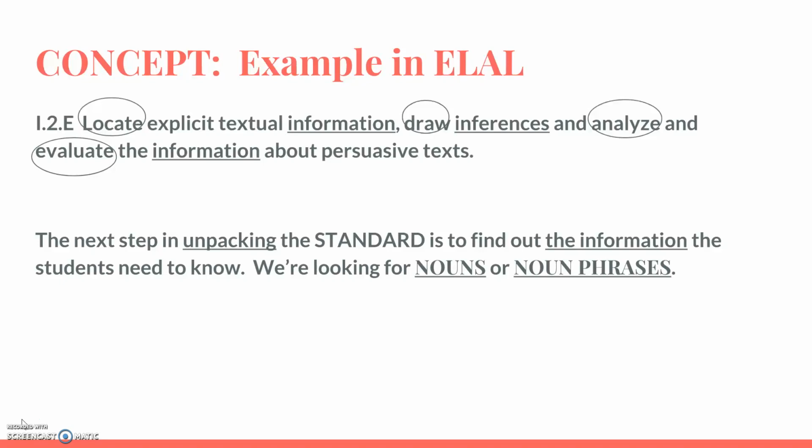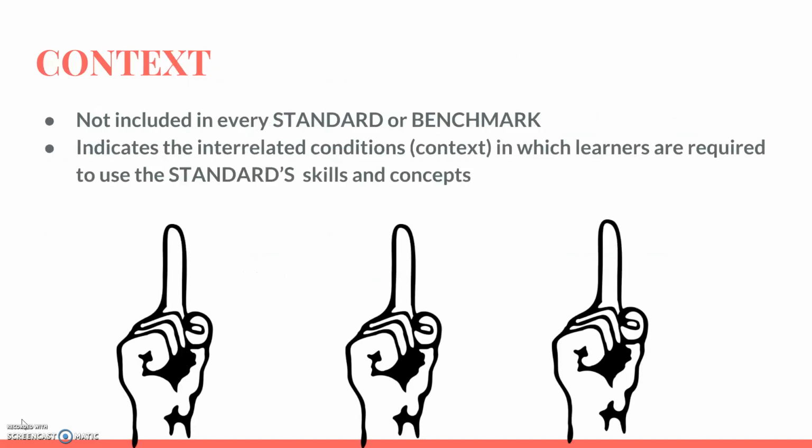Here's the example we looked over earlier. You'll notice that I have now underlined the concepts to show you the information the students need to know. The skills are still circled, and the concepts, or the nouns, are now underlined. The underlined concepts are what the students need to know.